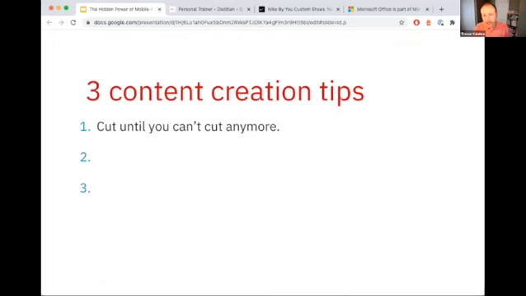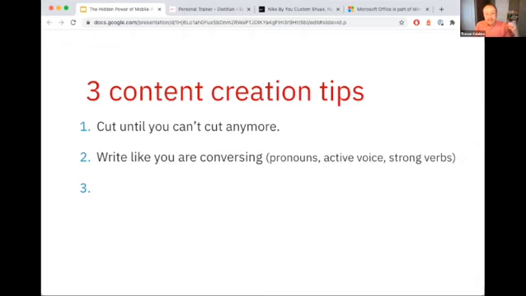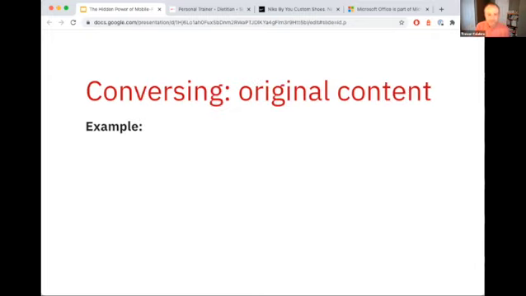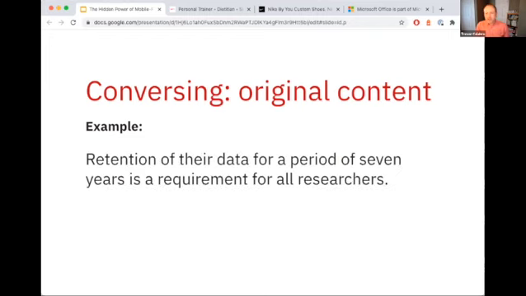All right, so that's cut until you can't cut anymore. The next one is, I want you to write like you're having a conversation. So I want you to be using pronouns, active voice, strong verbs. Let's take a look at some examples here. So let's look at this original sentence. Retention of their data for a period of 7 years is a requirement for all researchers.